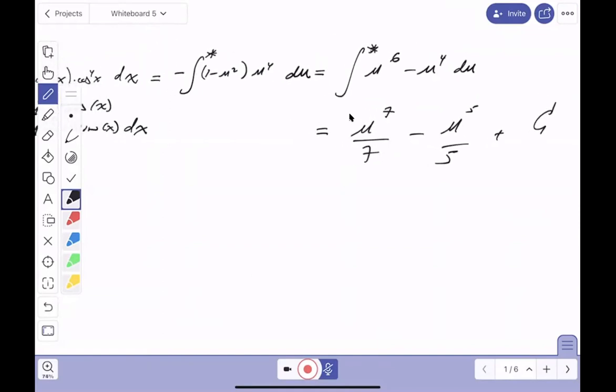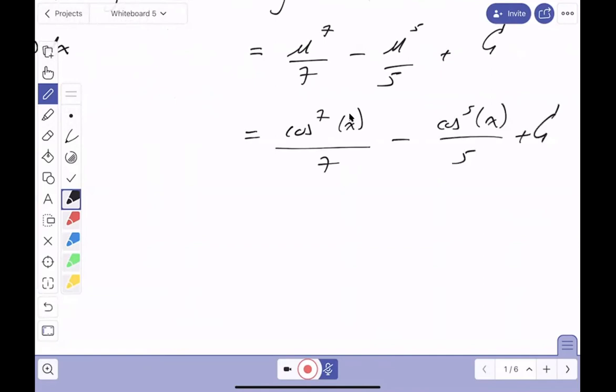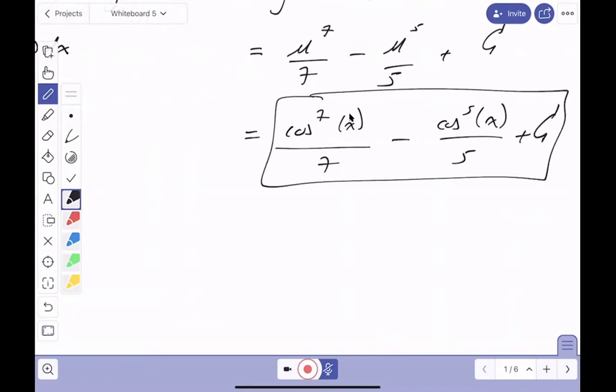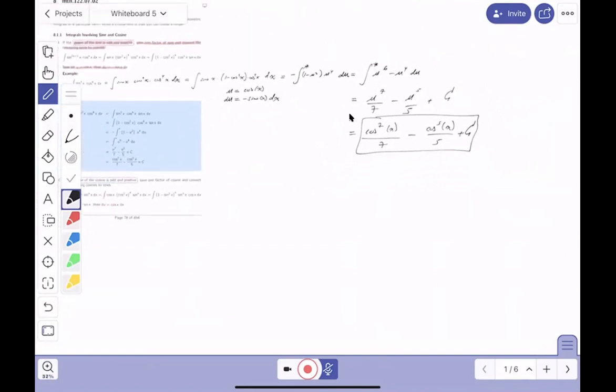What's u? Well, if you can't remember, go back and look at it. It's cosine. So write this down. It's going to be cosine to the 7th of x over 7 minus cosine to the 5th of x over 5 plus c. I would strongly recommend that you still check the key. So what's the key say? Let's look at it. I'm seeing it over here. Are they in agreement? Wow, miracle. It worked like a charm, really does.